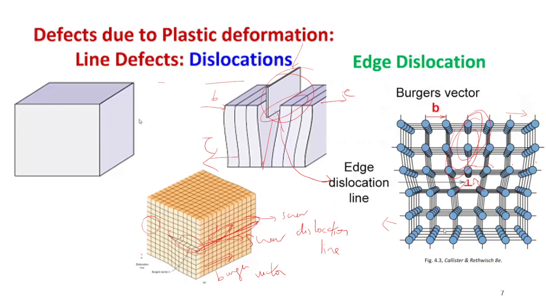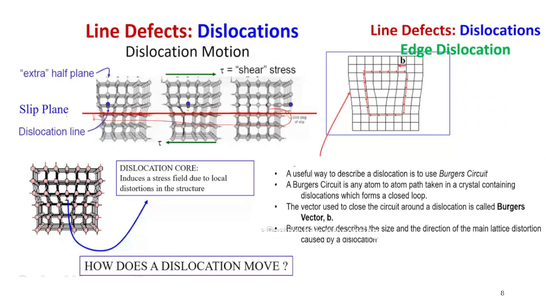Yes, sir. So that is always parallel to the Burgers vector. Here, the dislocation line is along it.